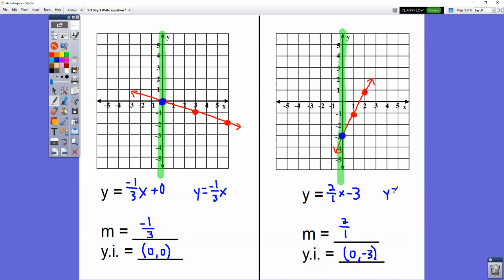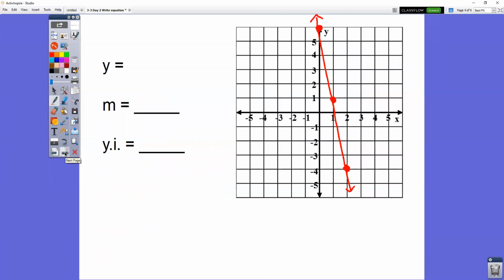Also, a more simplified version of this: 2 over 1, 2 divided by 1, is just 2. So technically, I could also just put this as an answer, y equals 2x minus 3. Either of those answers, perfectly fine. Take a look at this one, please.